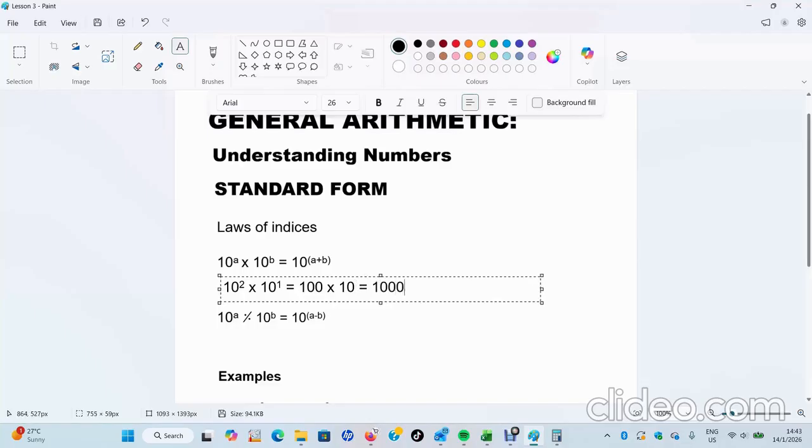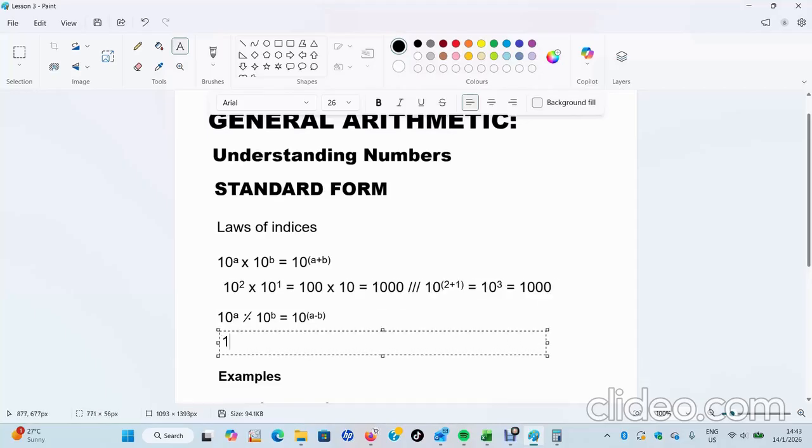But if we were doing this following the laws of indices that I've just described, we are going to have our answer as 10 to the power (2 plus 1), which is equal to 10 to the power 3, and 10 to the power 3 is 1000. So you can try other examples. This is just for demonstrating the laws of indices.